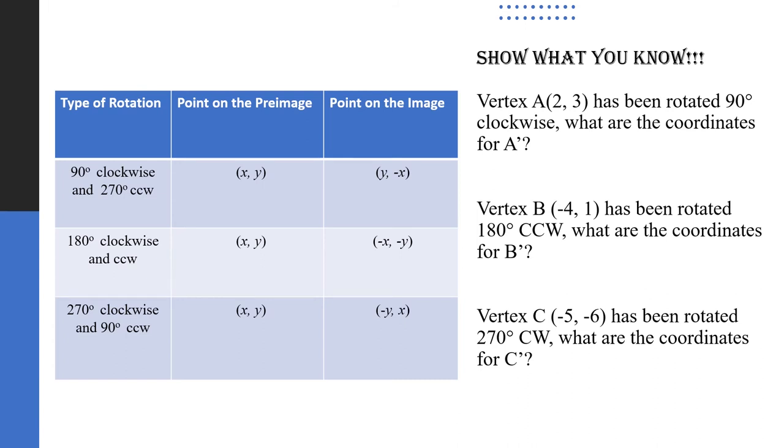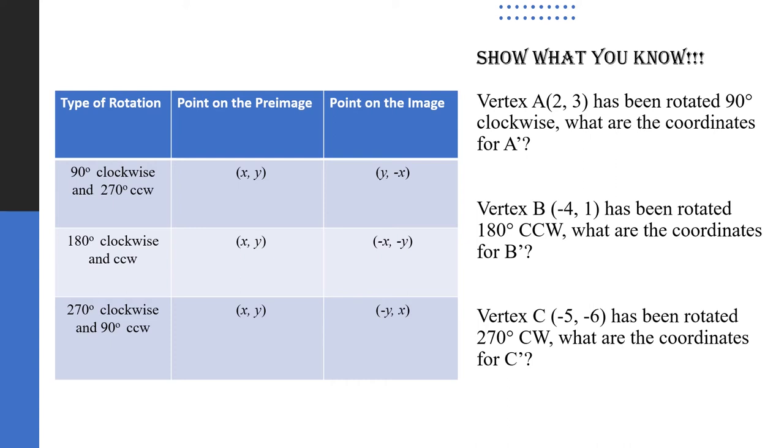Okay, so here's a table that shows the relation from the pre-image to the image. Remember, 90 degrees clockwise and 270 degrees counterclockwise, that's what the CCW represents, end up in the same exact location. So going 90 degrees clockwise or 270 degrees counterclockwise, if the pre-image is (X, Y), then the point on the image is (Y, negative X). Again, the digits are going to be the same, but they might reverse location, meaning X becomes Y, Y becomes X, or they may become opposites. 180 degrees clockwise or counterclockwise: (X, Y) becomes (negative X, negative Y). And 270 degrees clockwise and 90 degrees counterclockwise goes from (X, Y) to (negative Y, X).